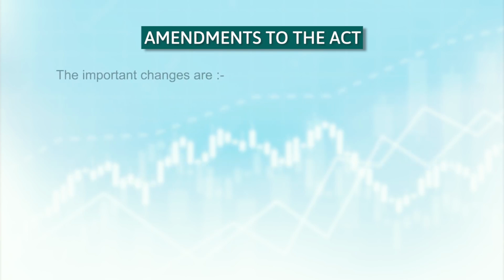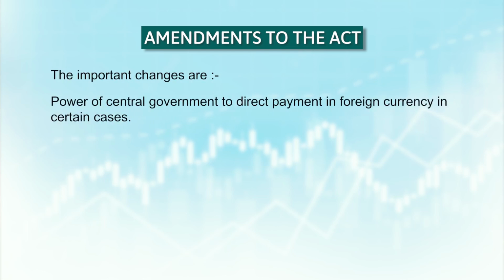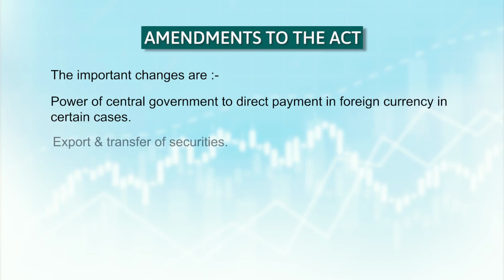So what were the important changes if we can identify? First, the power of the central government to direct payment in foreign currency in certain cases. This is regarding the autonomy that should be given to the central government to take up the payment in foreign currency and thereby monitor all these transactions. Definitely it also refers to export and transfer of securities. Securities are more of a derivative market, which can be mutual funds, debentures or any such kind of financial instrument which needs to be traded.